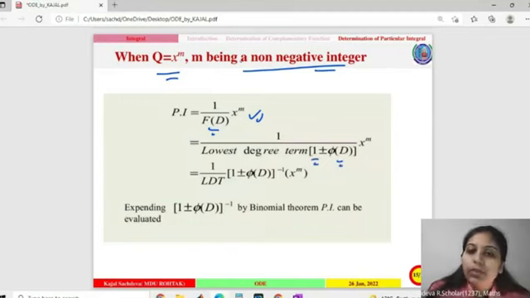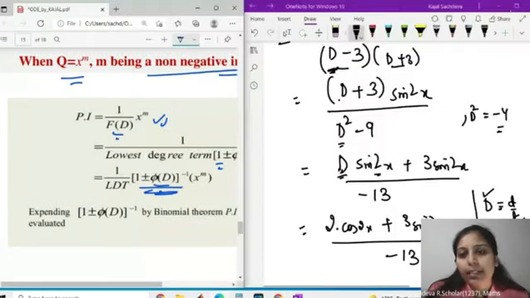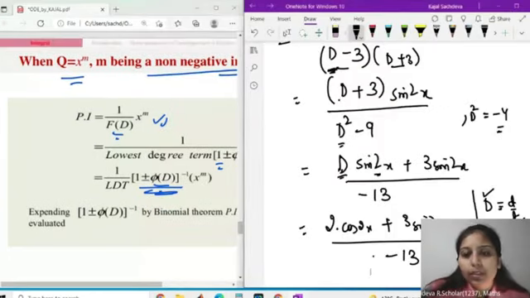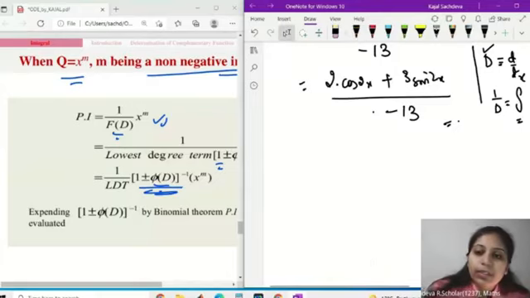After taking common, in place of that lowest degree term, we have 1 plus some function of D. And what we will do then is take this to the upper side and it becomes a whole inverse. And here we have the expansions to use. So let's take an example, and by this we will do this case. We are going to use some expansions, so let's learn some expansions here. Then we will proceed further.